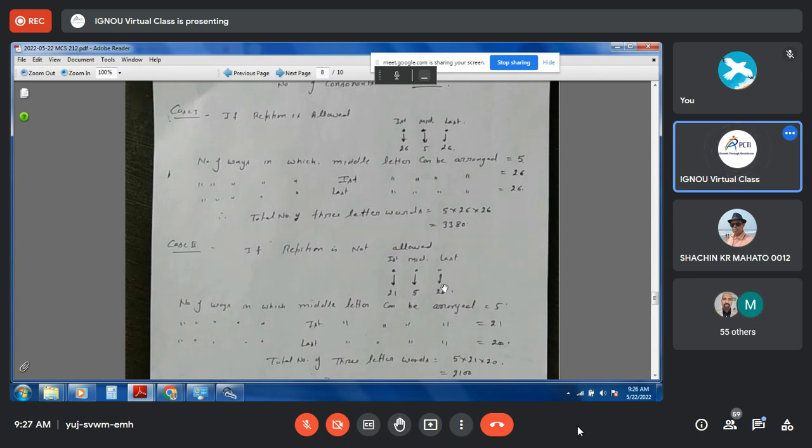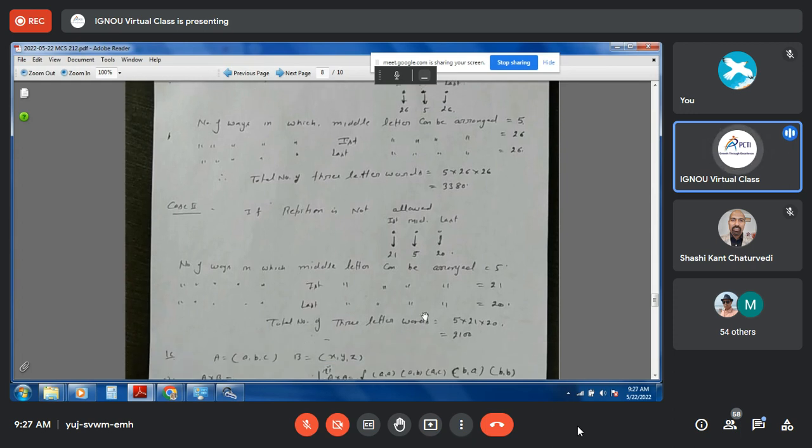Because here repetition is not allowed, the consonant written here cannot be written there. But in the above case, an English alphabet written here can be written there. That is the difference between both situations. And simply, if we multiply, it is 2100.